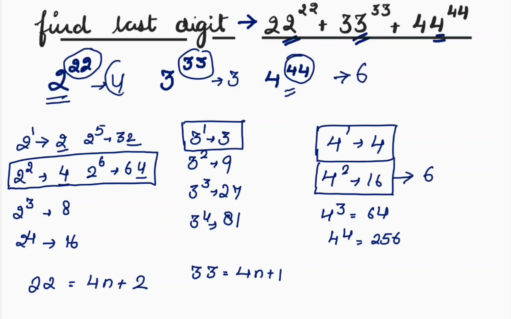Now simply add all the last digits. 4 plus 3 plus 6, you'll have 13. Therefore, the last digit of this number will be 3.